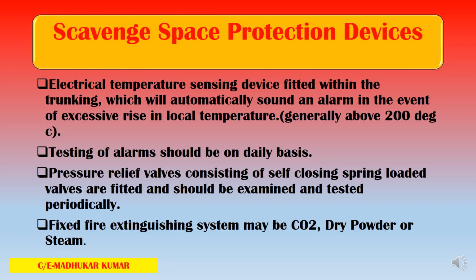Now, the scavenge space protection devices which are already fitted will indicate, alarm you and protect against the scavenge fire. We have electrical temperature sensing devices fitted within the trunking which will automatically sound an alarm in the event of an excessive rise in local temperature, generally above 200 degrees centigrade. This gives you an early indication of a scavenge fire, and actions can be taken which we have already described.